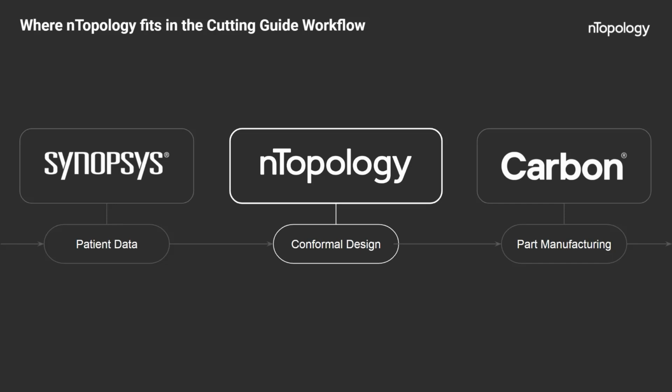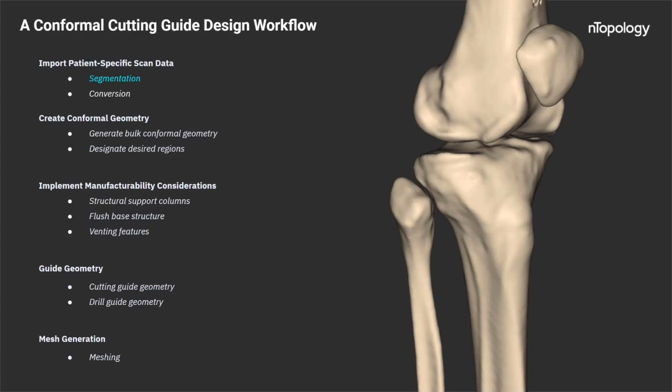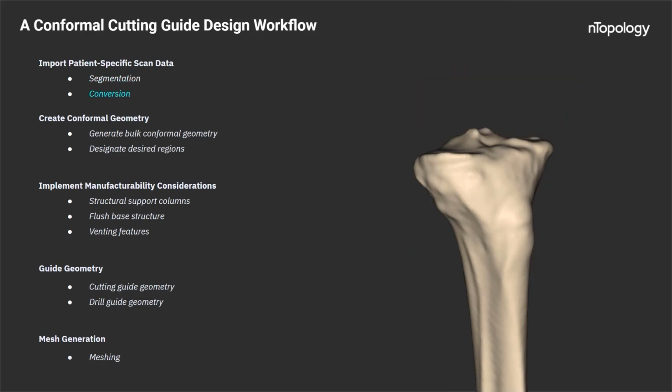So how does topology actually work with the Synopsys tibia mesh to create a conformal cutting guide? Well, the first step is segmentation and conversion. Topology is able to bring in mesh data in a wide variety of formats, including STLs, OBJs, and 3MFs. With the Synopsys STL, we split up the bone assembly received and isolate out the target bone, which in this case is the tibia, and we perform a conversion from a mesh model to an implicit model. If the mesh is watertight and of high quality, which the Synopsys files of course are, the conversion is a seamless one-to-one process with no loss in data or tolerance.